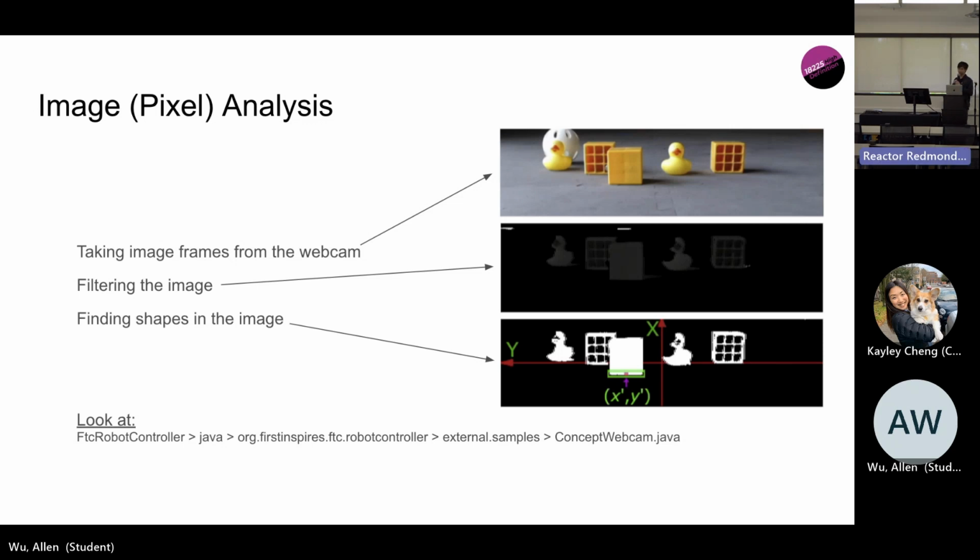And there is one sample class that you can look at that could help you know how to take image frames from the webcam. It's under FTC Robot Controller again because those are the samples, and under Java, org.firstinspires.ftc.robotcontroller, and under external samples, there's going to be a ConceptWebcam.java. It doesn't have anything to do with the image detection itself, but it helps with the first step of taking the image from the webcam, which can be kind of challenging if it's your first time trying to do that. Any questions about the process so far? Okay, if not, I will move on.